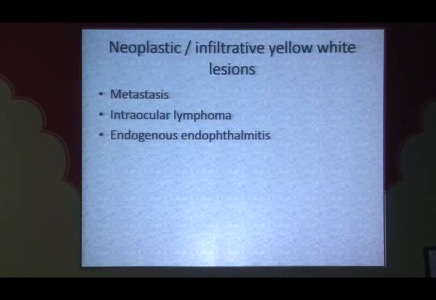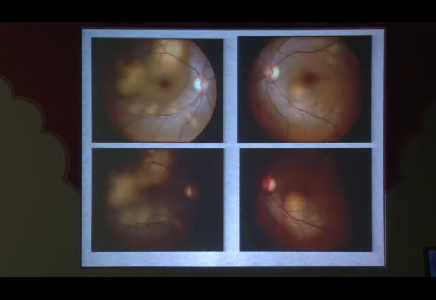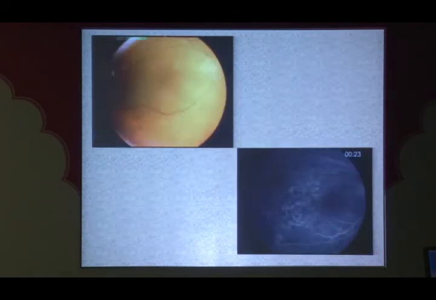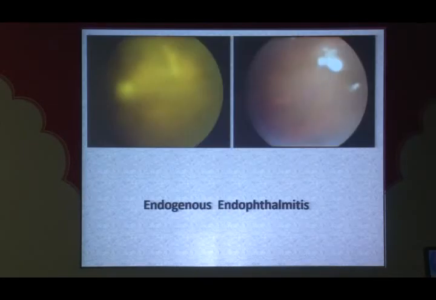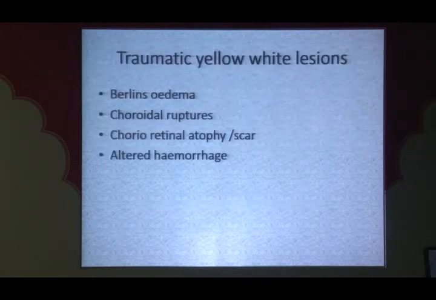Some of the other conditions that can cause yellow-white lesions are metastasis, intraocular lymphoma, and endogenous endophthalmitis. Usually they are bilateral, multifocal, and you have pigmentary changes, what is referred to as leopard spot pigmentation, and they rapidly increase over time on follow-up, and they will be associated with a disproportionate amount of subretinal fluid. Intraocular lymphoma, a stippled pattern of hypo and hyperfluorescence. So large nodular yellow-brown lesions with leopard spot pigment and disproportionate SRF are sinister. Rapid increase in a short time is a feature. This is about endogenous endophthalmitis.